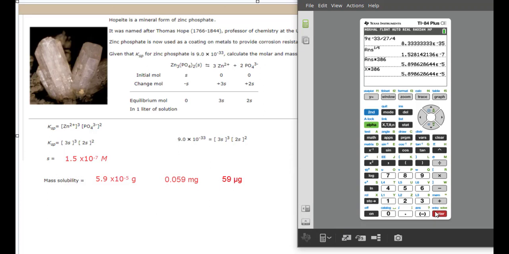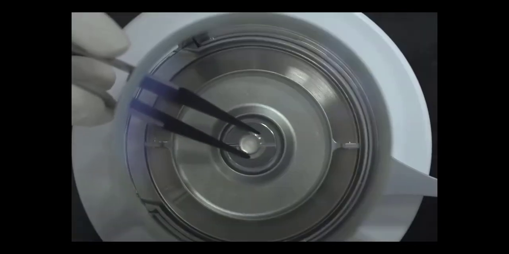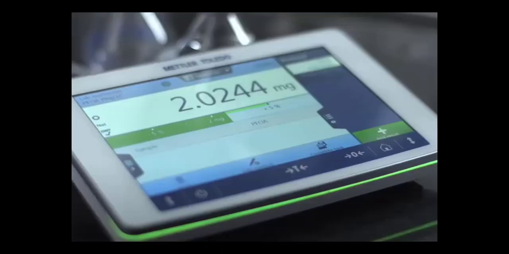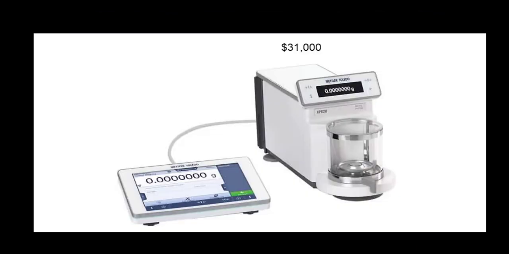So let's see what that mass would look like. Here's a chemist measuring out about 30 times the mass solubility of that zinc phosphate. This is 2 milligrams, and the mass solubility of zinc phosphate was 0.059 milligrams. It's a beautiful balance, a Mettler XPR, about $31,000 worth of microbalance.